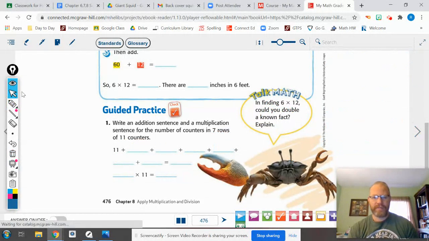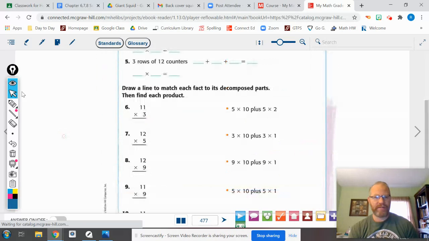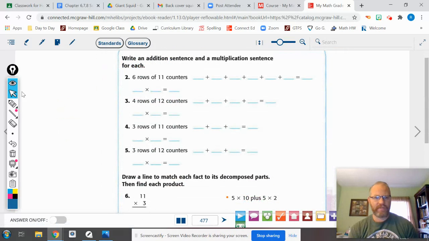Turn your page to page 477, and this is starting us off with repeated addition sentences. So 6 rows of 11. What are we going to count? We're going to count 6 rows of 11: 1, 2, 3, 4, 5, 6. So we have 6 rows of 11.